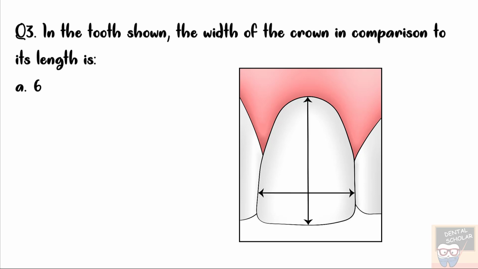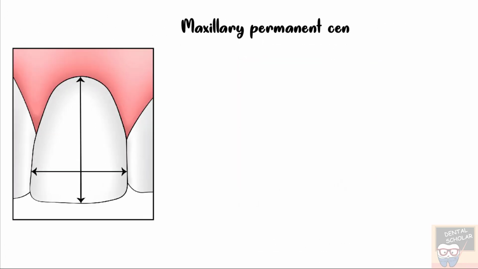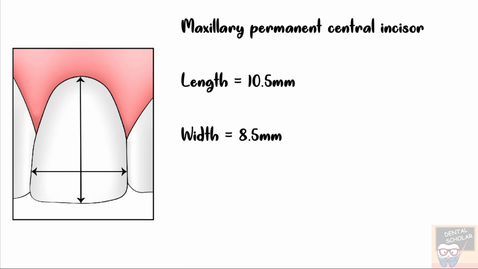Options are 60%, 70%, 80% and 90%. So to solve this question, we should first identify the tooth. And the tooth in this picture is the maxillary permanent central incisor. Look at the form of the tooth and you would know that this is the maxillary permanent central incisor. According to Wheeler, the length of the crown of a maxillary central incisor is 10.5 mm, while its width is 8.5 millimeters. So if we take the ratio of width to the length of this crown, it would be 81%.